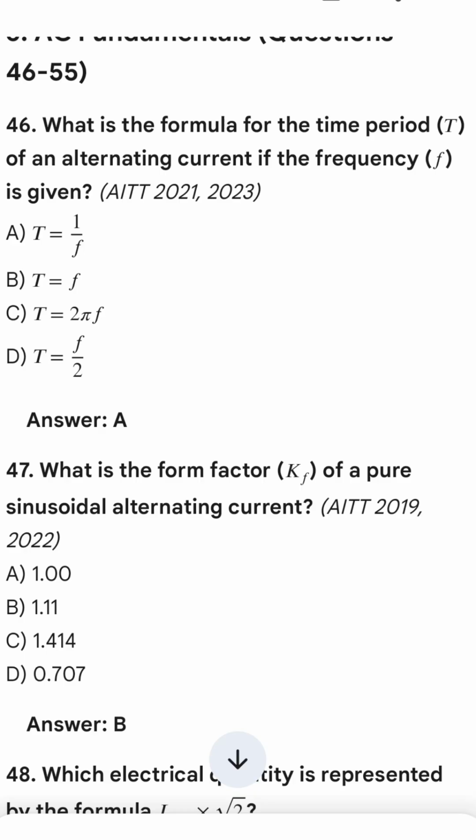Question 46. What is the formula for the time period T of an alternating current if the frequency F is given?